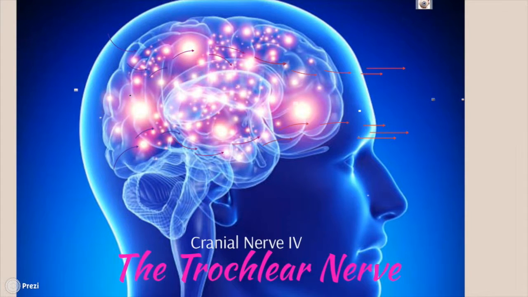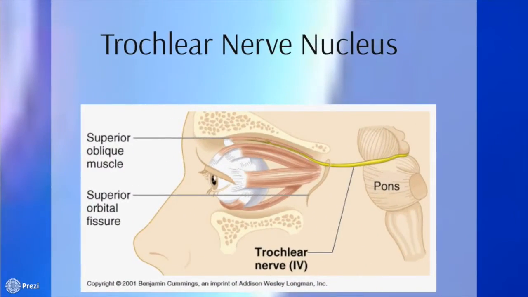Hello everyone, we're group 2 and today we're going to be teaching you about the fourth cranial nerve, which is the trochlear nerve. We will first be discussing the nucleus of the trochlear nerve. The nucleus of this nerve is located in the lower midbrain, specifically the caudal mesencephalon of the midbrain. This section is immediately below the rostral mesencephalon.